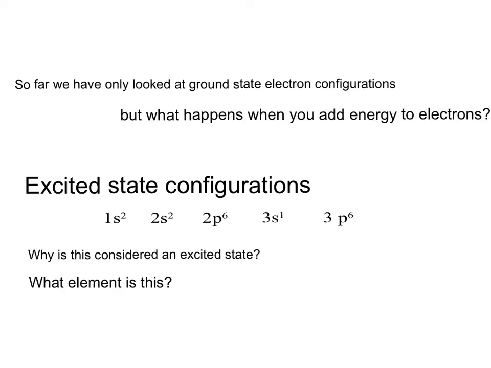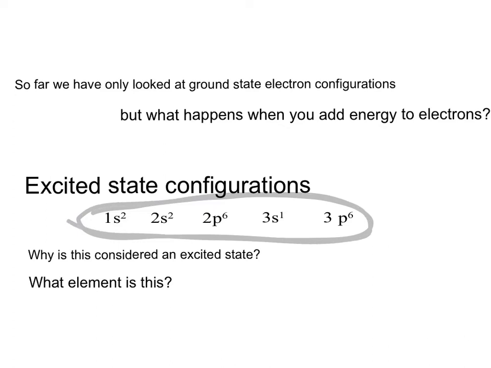So in all of the examples that we've looked at so far, they've all been ground state electron configurations. But when I add energy to my electrons, that excites them. It jumps them up energy levels. So that brings us to this idea that there are also excited state configurations, something that looks like the below: 1s2, 2s2, 2p6, 3s1, 3p6. So take a second, and I want you to think, why would this be considered an excited state? What looks off?